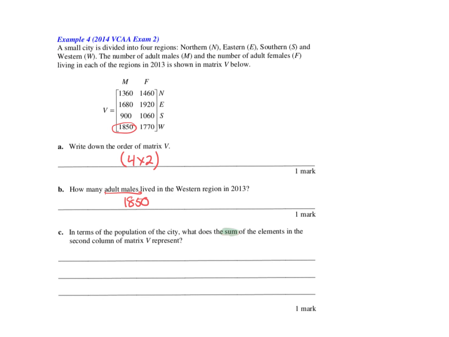In terms of the population of the city, what does the sum of the elements in the second column of matrix V represent? Sum means we go to the second column, and we add all of them up. It's asking what it represents. If I added all of them up, what does that represent in matrix V? The total females in the city, yeah? So we just write that it's the total population of females in this small city. It's just asking what it means, so you've got to interpret it.